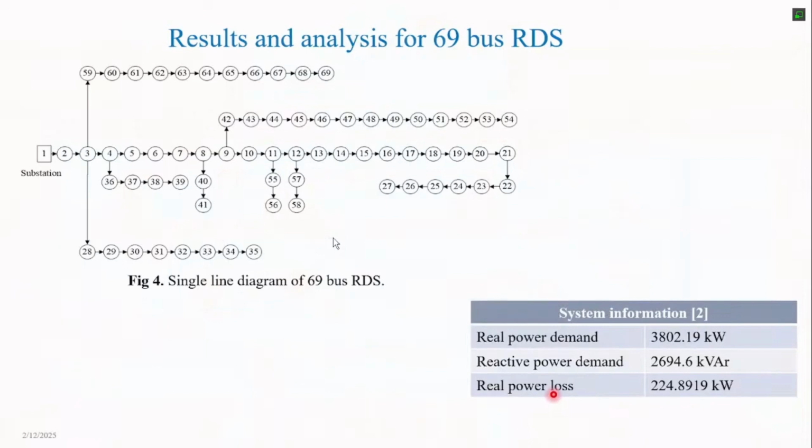Okay, let me see what is there. Okay, it is the 69 bus system. The normal 69 bus system is over there. In general, system data is given over there. Active power demand is 3.8 megawatt and reactive power demand is 2.6 MVAr.